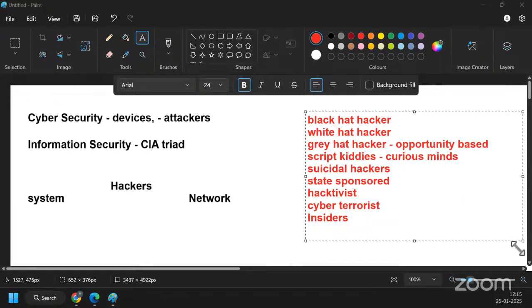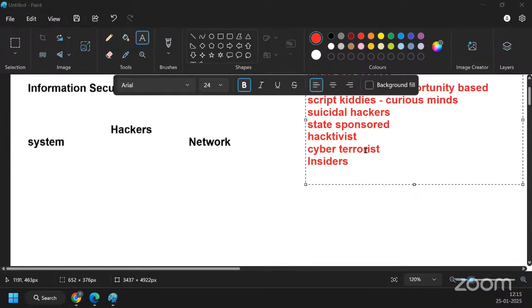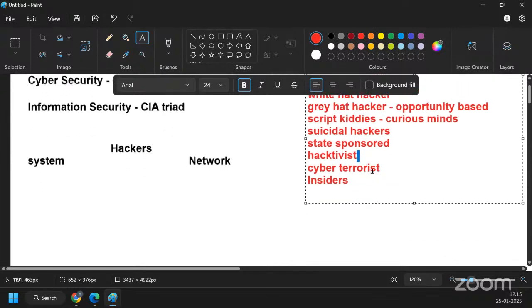Then after it, we have cyber terrorists. See, guys, whenever the word terrorism gets attached, there will always be a loss of human life. So any cyber activity that is leading towards the loss of human life is what we call cyber terrorism, and the people responsible for it, we call cyber terrorists.